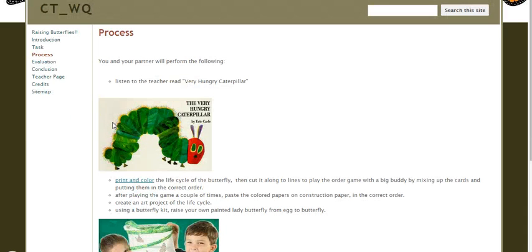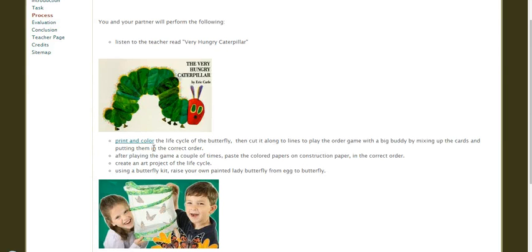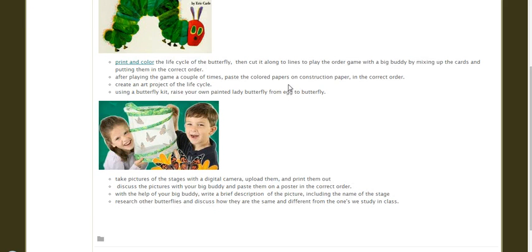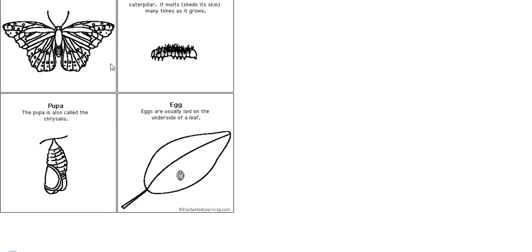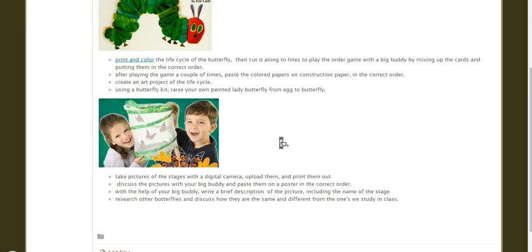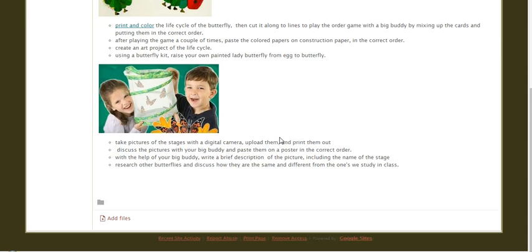So first, the teacher or I will read The Very Hungry Caterpillar. The children will print and color the life cycle of the butterfly, and they'll play the order game. So they'll print this out and color it and cut it out and then put it in the correct order. After playing that, they will paste it onto a piece of construction paper in the correct order.